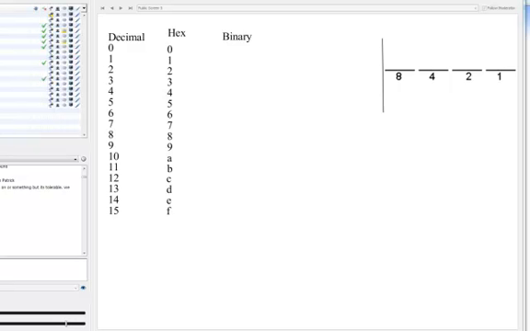So 0, if I want to represent a hex 0 in binary, it's going to be 0, 0, 0, 0. That's what I was looking for. If I want to convert a 1 to binary, it would be 0, 0, 0, 1. Does that make sense?